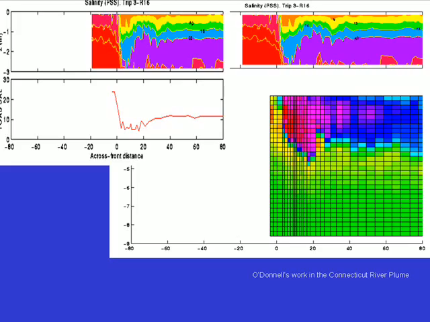How many? Half a centimeter per second? Or half a meter per second? Half a meter per second? Okay. Does that sound reasonable? Half a meter per second?